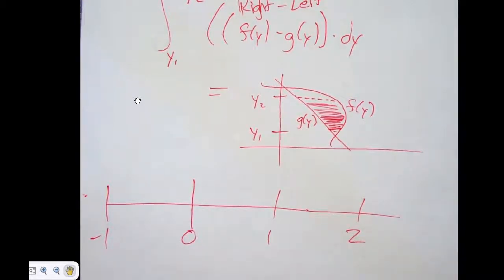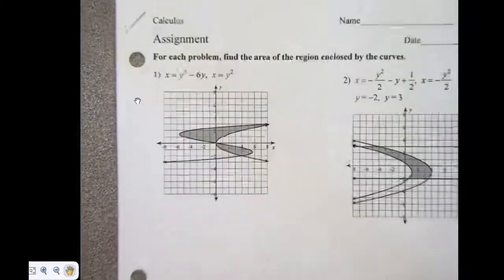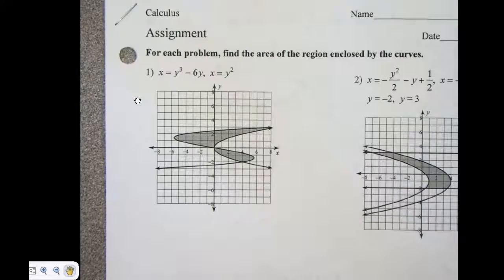So let's look at number 1 on the sheet here. So type those 2 in and find out where they intersect. Now when you type them in, you're typing in y's, and then at the end you type comma y instead of comma x. So you go in F2 solve. Use the y's, so y to the third minus 6y equals y squared, comma y.